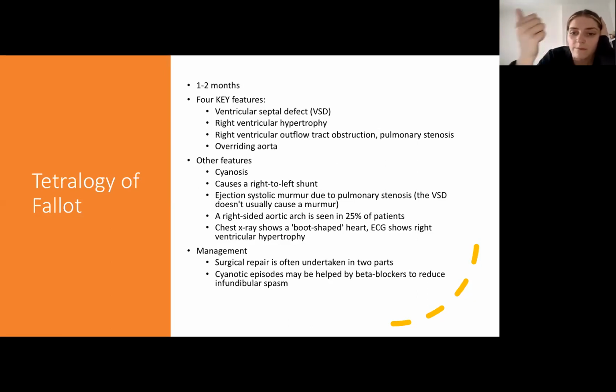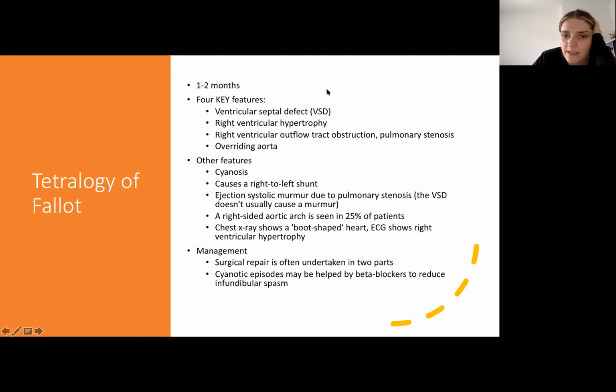Features: they can get cyanosed. It causes a right to left shunt because of this ventricular hypertrophy, and then you've got that stenosis. The blood has nowhere else to go apart from to the left side of the heart, so it gets pushed over to the left, and then that deoxygenated blood is sent into the rest of the body. So that blood's not been to the lungs yet because the pulmonary stenosis, along with the ventricular hypertrophy, means the pressure is higher on that side than it is on the left side. So it pushes blood from the right-hand side to the left-hand side. They'll have an ejection systolic murmur.